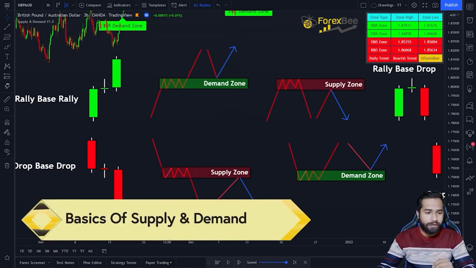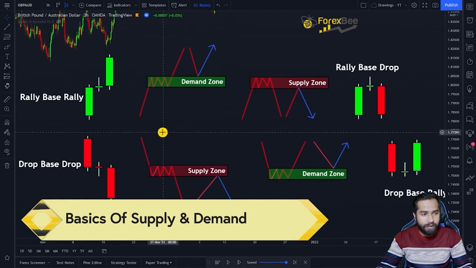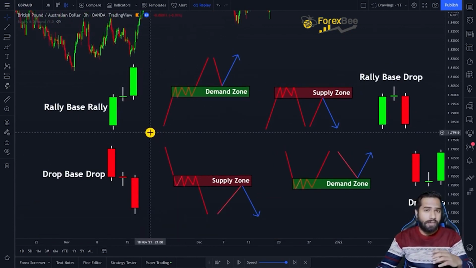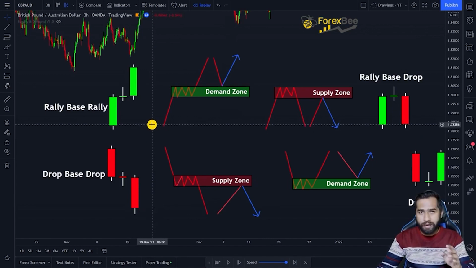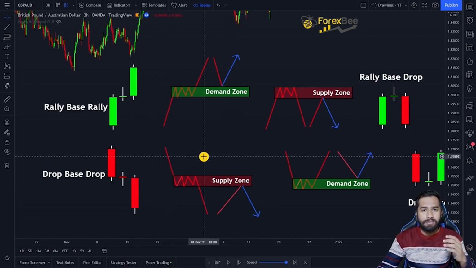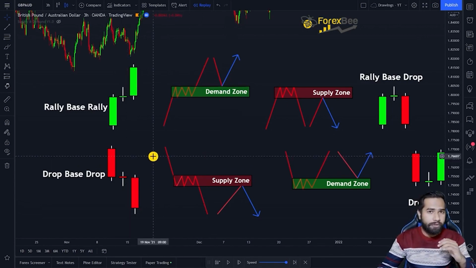So let's get started. Here on the screen you can see that I have some drawings, and these drawings are about supply and demand zones. First of all, what is a supply or demand zone? A demand zone is when there are a lot of people in the market who are willing to buy and there is not enough supply. This creates a demand, and then the prices rise. Supply means there are a lot of people who are willing to sell and not enough buyers. This causes the prices to drop. These are the basic concepts. Now let's see how it works in trading.